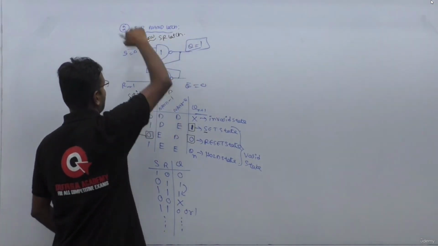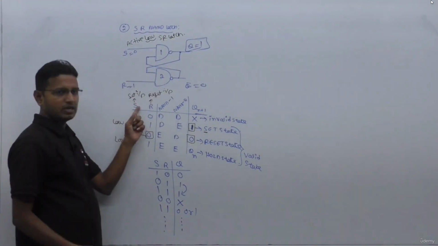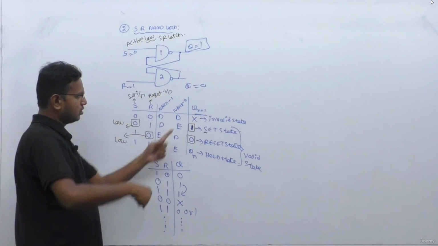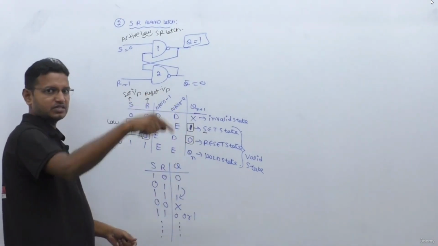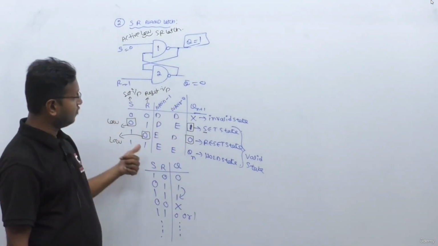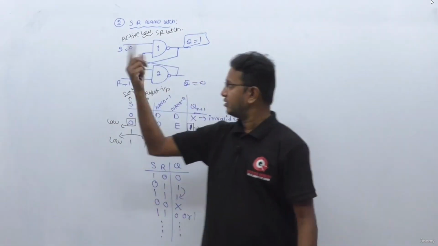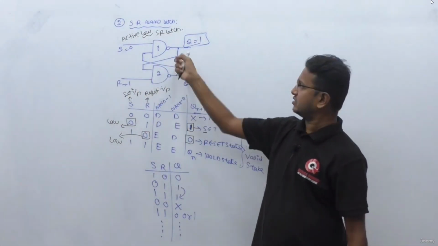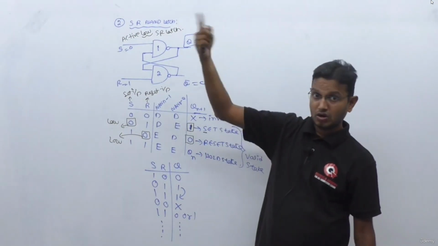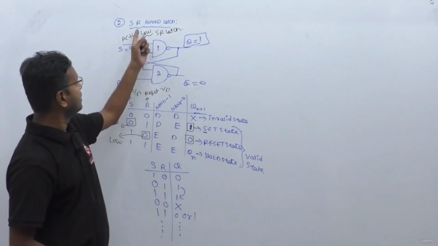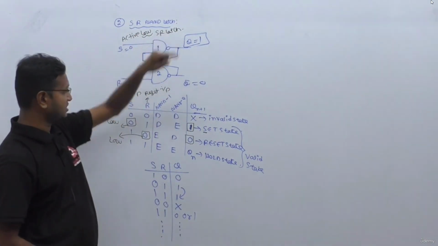Why it is called active low is for this reason. If set input is low, the device is set. If reset input is low, then the device is reset. That's why it is called an active low SR latch. Hope this is clear, right? Earlier we have seen the SR NOR latch, this is the SR NAND latch. So the SR NOR latch is an active high SR latch and this SR NAND latch is an active low SR latch.